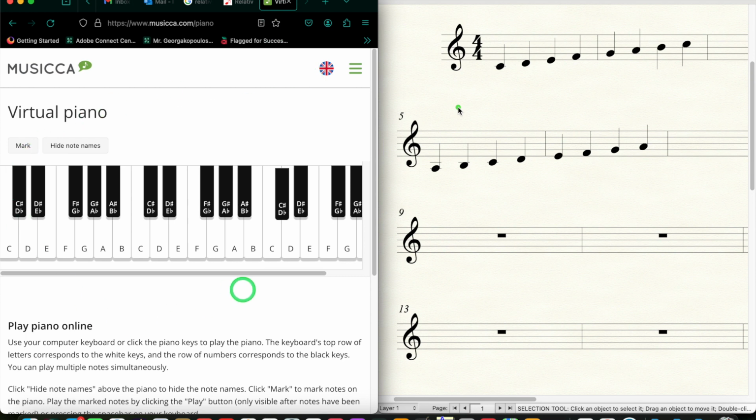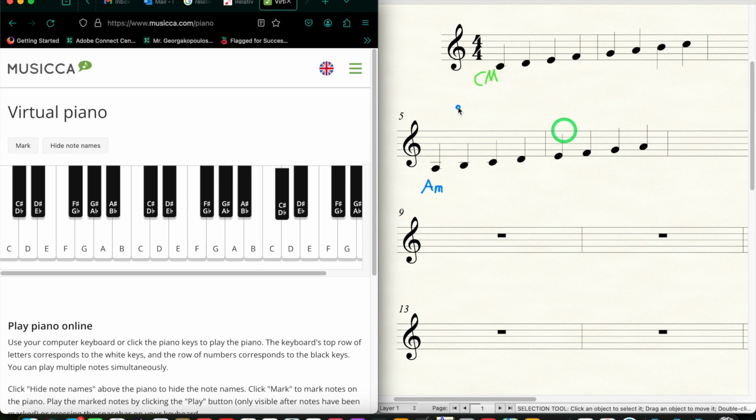On the left, I have a virtual piano keyboard, and on the right, I have a sheet of staff paper on which I have already written out 2 scales. The top one is C major, and I'll be using green ink and a capital M to denote major. On the bottom, I have A minor. I'll be using blue ink and a lowercase m to denote minor.